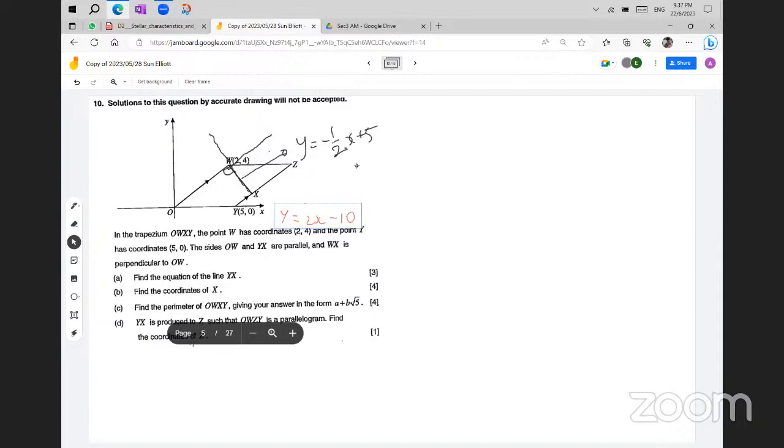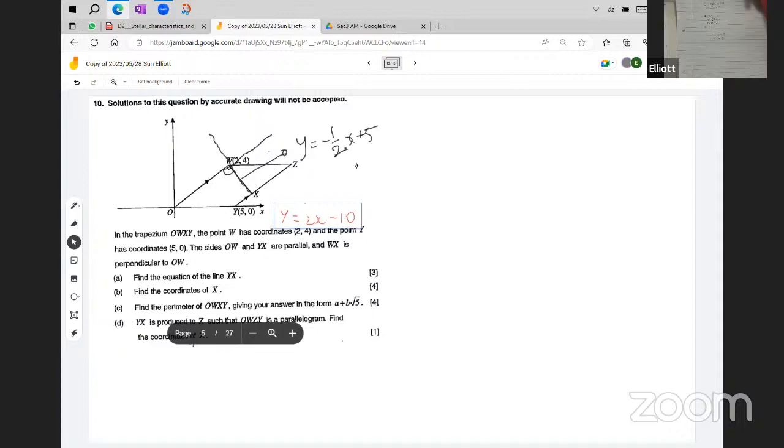Sorry. We are trying to do part B, right, Elliot? Yeah. Okay, so I believe what I was hearing is that we have the two lines, right? The y = negative half x + 5 is the wx, right? That's the gradient of that line. The wx, is it? Yeah, wx. Then we have yx, which is y = 2x - 10, right? Is that the other line we have?